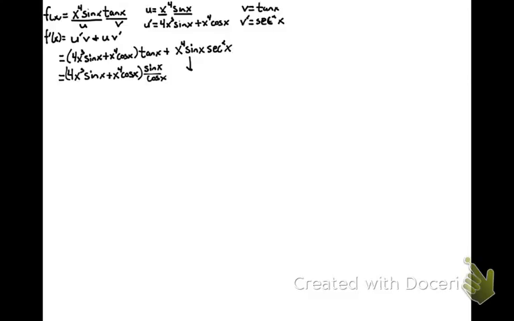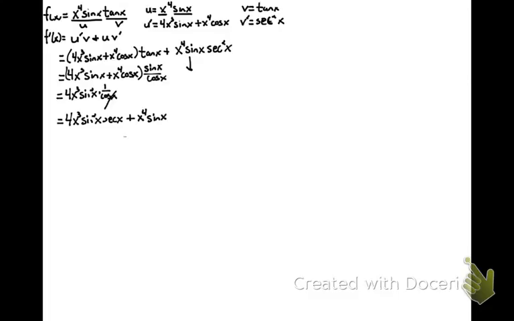And when I distribute in sine x over cosine x, I'll have 4x cubed times sine squared x times 1 over cosine x. And 1 over cosine x is equal to secant x. So this simplifies down to 4x cubed sine squared x secant x. When I multiply x to the fourth cosine x times sine x over cosine x, the cosine x's divide out, and I'm left with x to the fourth times the sine of x.